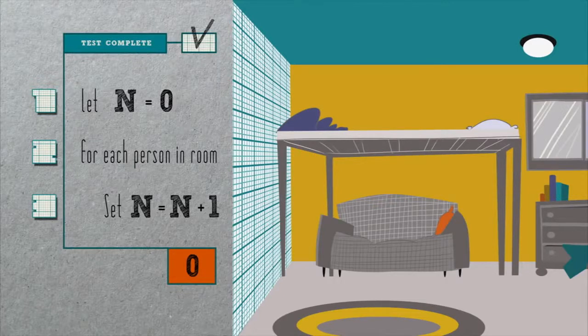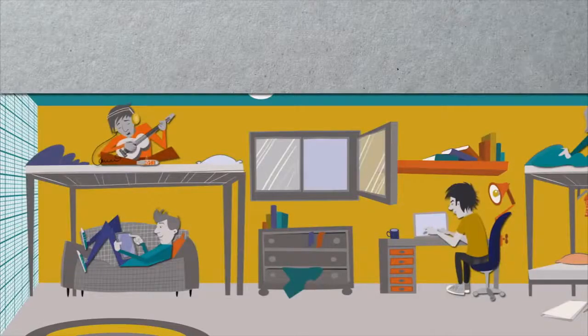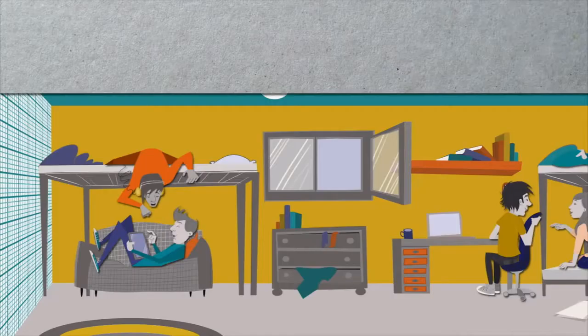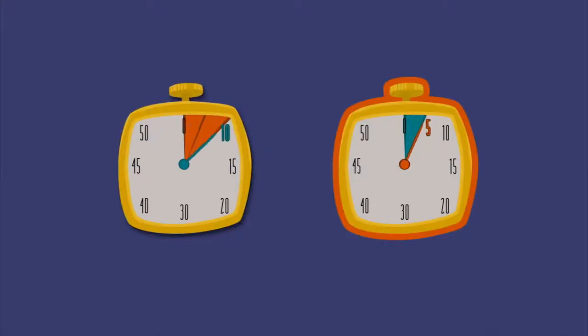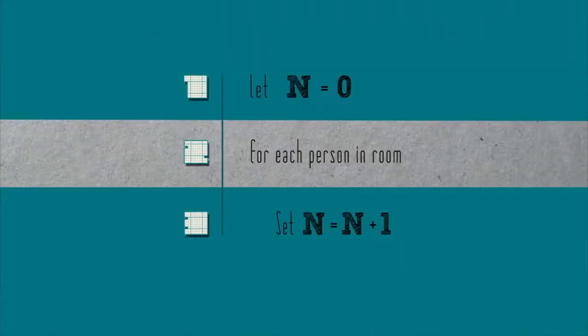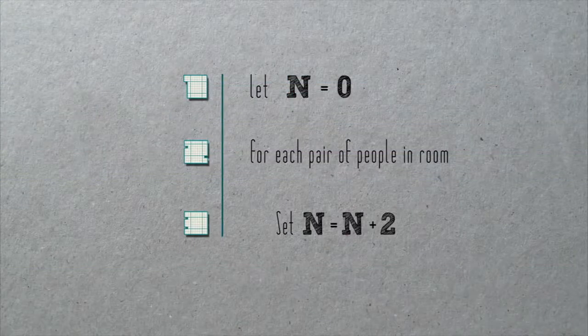Pretty simple, right? But counting people one at a time is pretty inefficient too, no? Surely we can do better. Why not count 2 people at a time? Instead of counting 1, 2, 3, 4, 5, 6, 7, 8, and so forth, why not count 2, 4, 6, 8, and so on? It even sounds faster, and it surely is. Let's express this optimization in pseudocode. Let n equal 0. For each pair of people in room, set n equal to n plus 2. Pretty simple change, right? Rather than count people one at a time, we instead count them 2 at a time. This algorithm does twice as fast as the last.